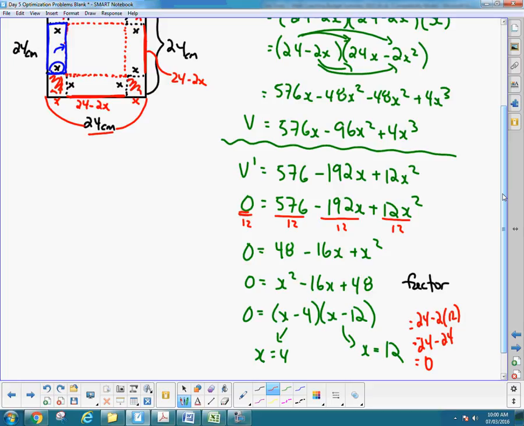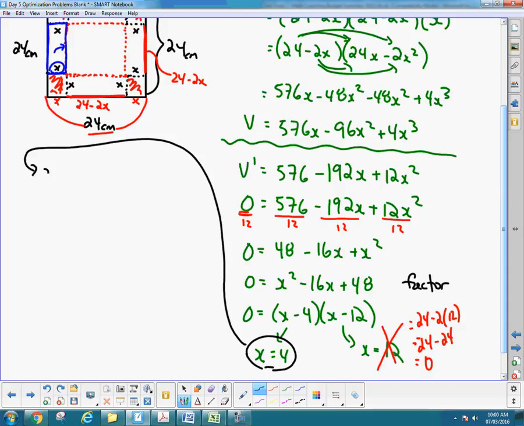The derivative of the volume would be 0. But in real life, that doesn't make sense. We're not going to use that one. We're going to use the x equals 4 and use those dimensions. So when x equals 4, the length is going to be 24 minus 2 times 4. 24 minus 8 is 16 centimeters.